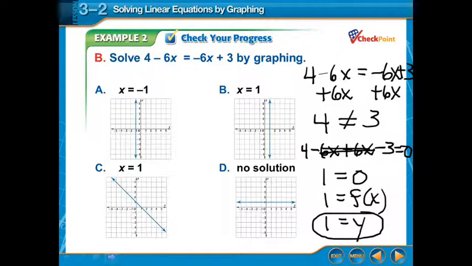So we can see that it can be graphed this way, but as far as the lesson is concerned, it has no solution because it has no x-intercept. But it can be graphed.